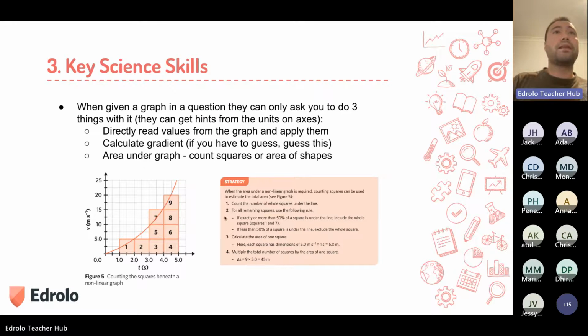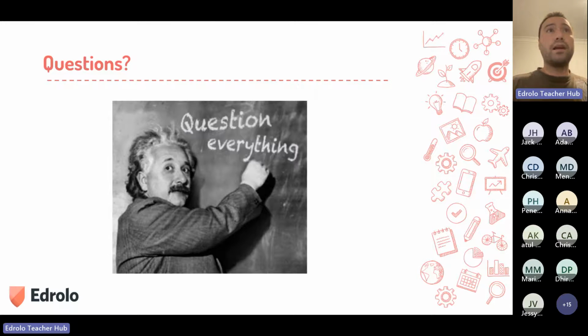When given a graph, this is not strictly from the study design, but the same thing applies. You can only read values, calculate a gradient, or calculate the area under the graph, or use those values for something else. In our textbook, we're including again these nice strategy boxes to help with counting squares or any other useful tips and strategies for students on their exam technique. Are there any questions on the key science skills?